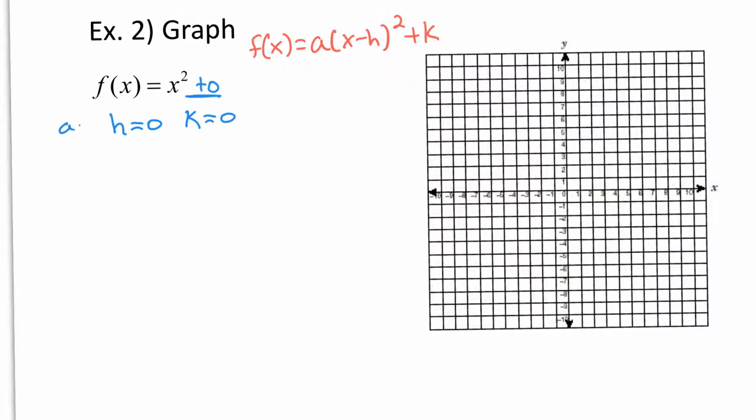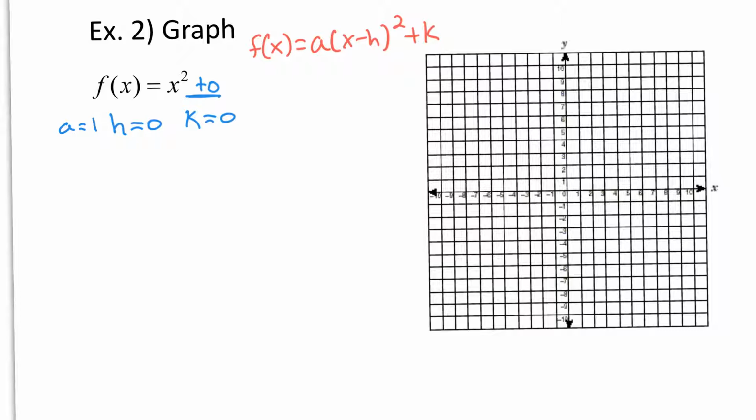So a equals 1. That's good because it helps us know that when a is positive, the parabola is going to go up. There's no reflection across the x-axis. And since a is 1, our pattern is going to stay the same. So let me refresh your memory with those patterns.